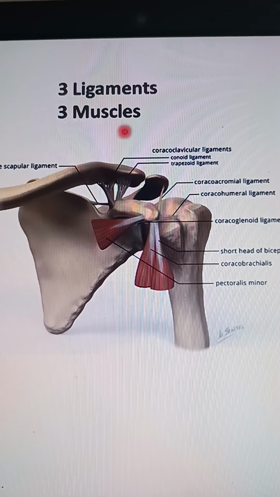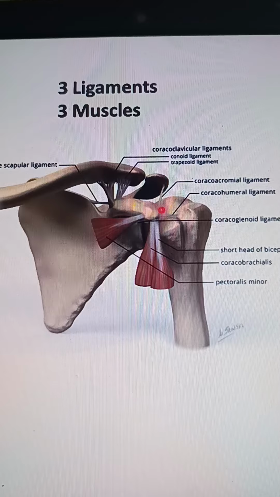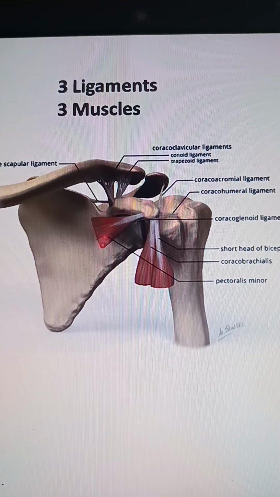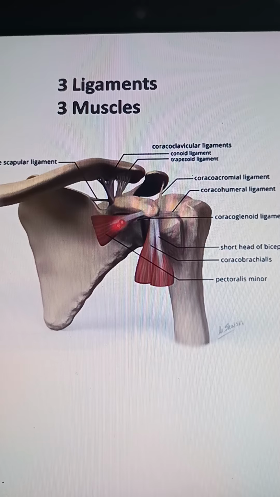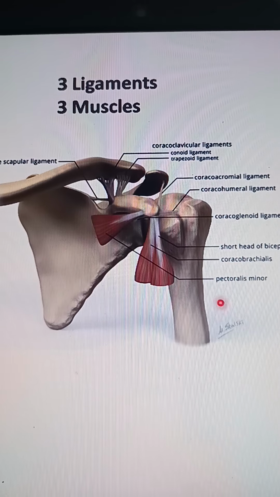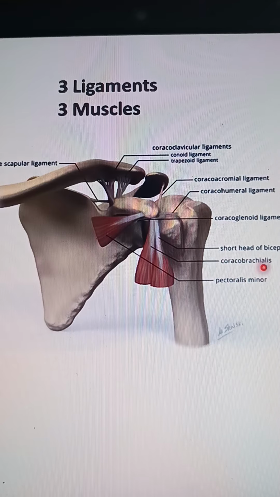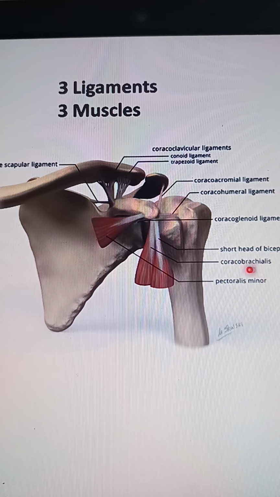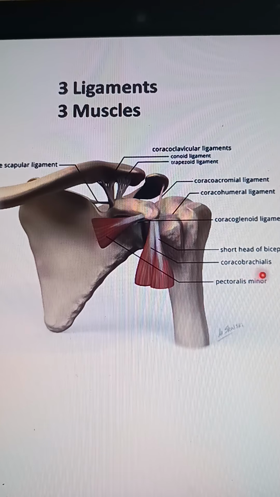What are the muscles? Again, you can think about the 3 regions around the coracoid process, namely the anterior chest wall. The muscle from the anterior chest wall to the coracoid process is the pectoralis minor. Similarly, the arm. Arm is also called the brachium. So the muscle from the coracoid process to the brachium is called coracobrachialis.